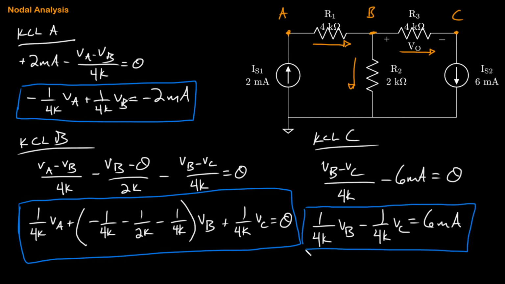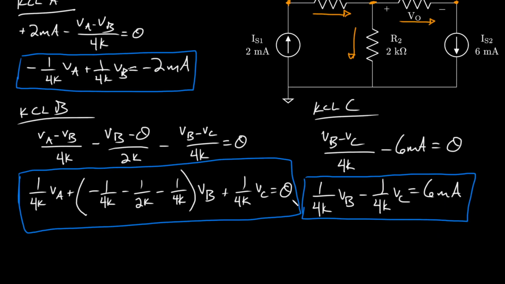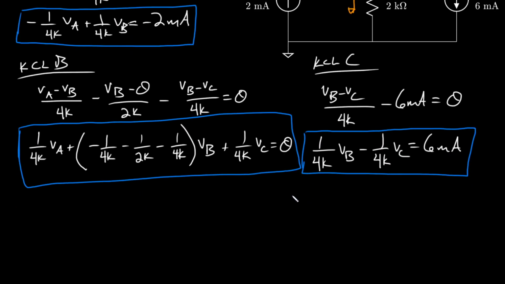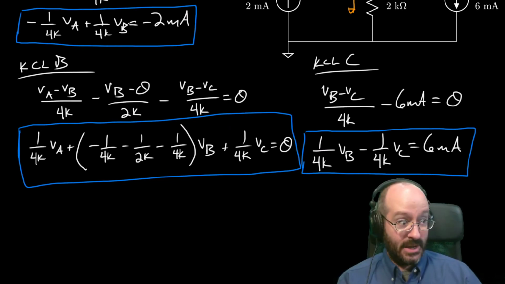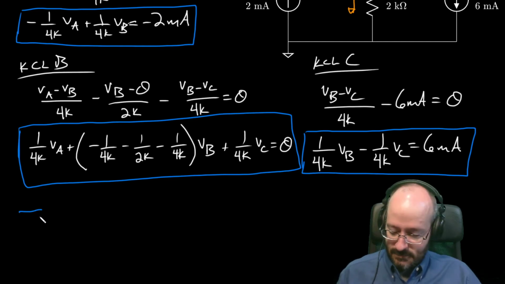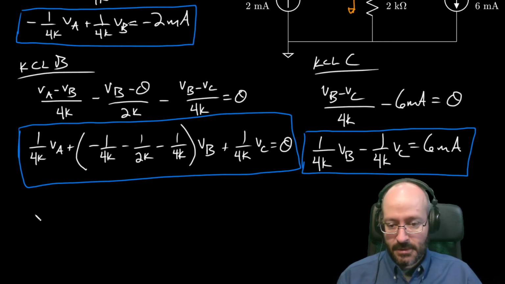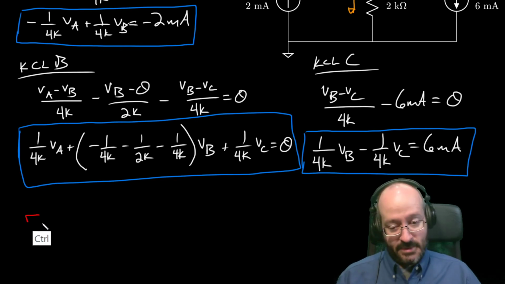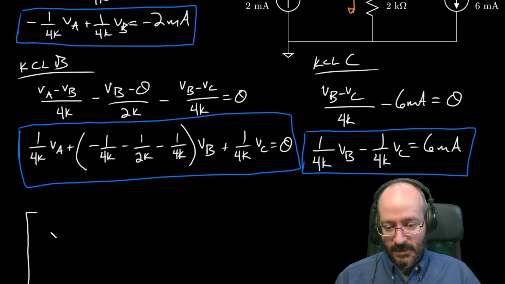And there are my 3 equations. Okay, a little faster this time. We're getting quicker, right? All right. So we got to get this in matrix form. So, hey, I'm back. Let's see. We got a 3 by 3. Every color but the one I want. There we go. Okay, so we're going to get negative 1 over 4K.